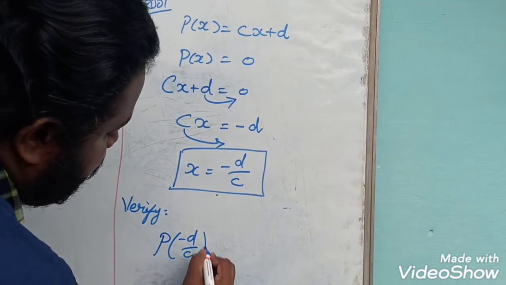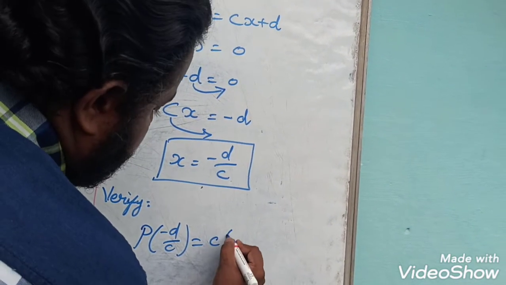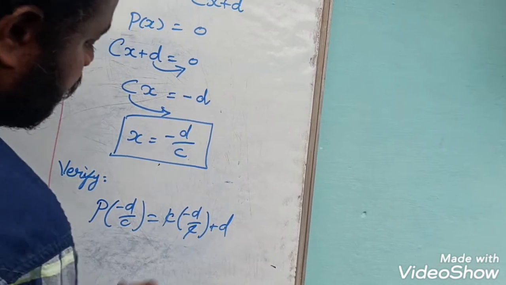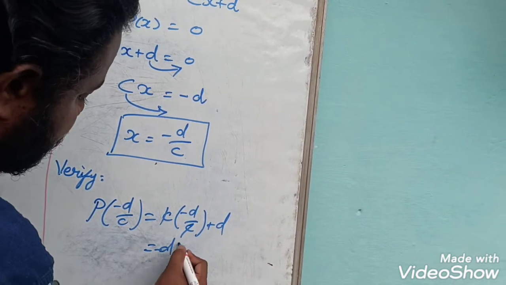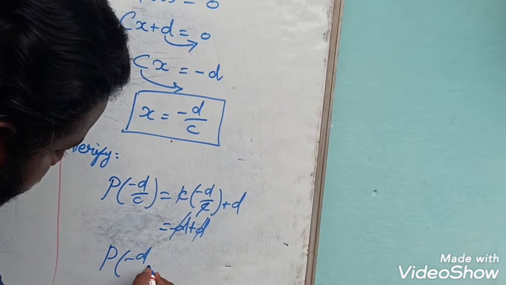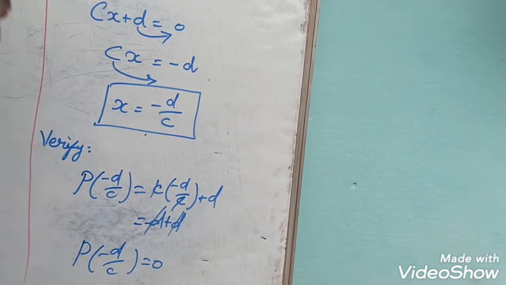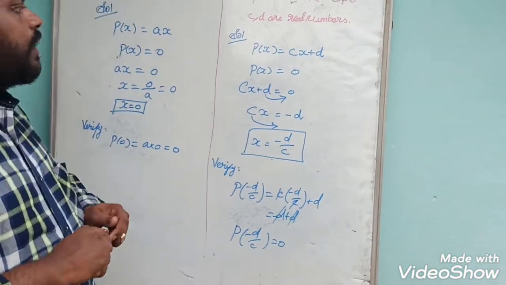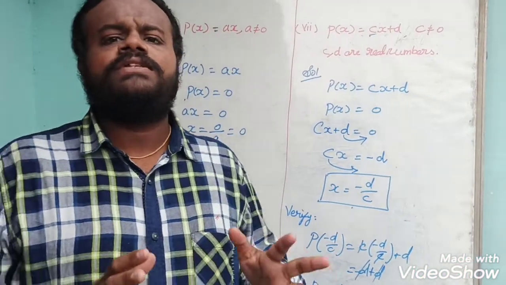P of minus D by C equal to C into minus D by C plus D. C will get cancelled, remaining minus D plus D. Minus D plus D becomes cancelled. So P of minus D by C equal to 0. We conclude that x equal to minus D by C. So from now onwards we have to see how to find out the zeros of the polynomial.